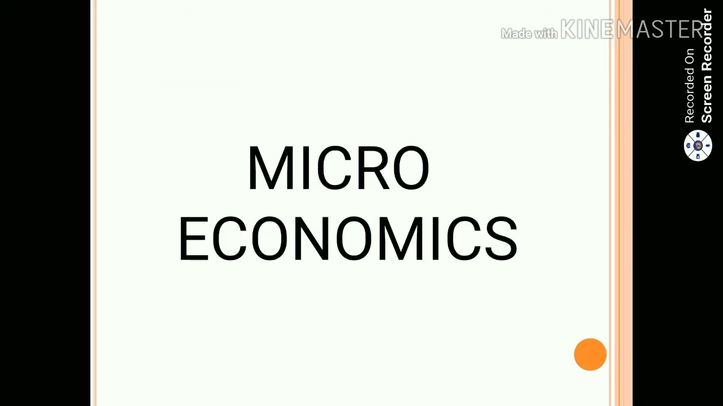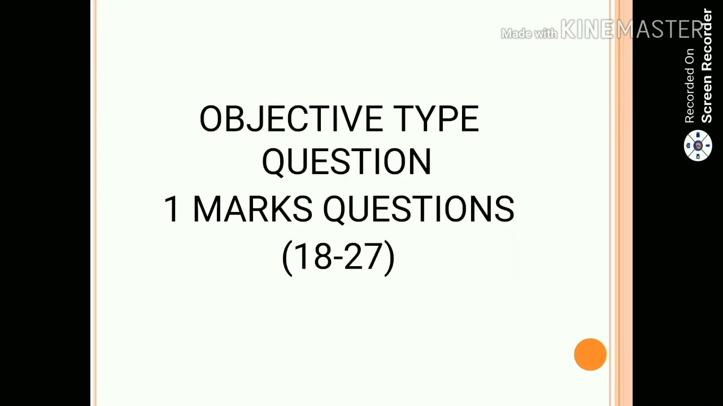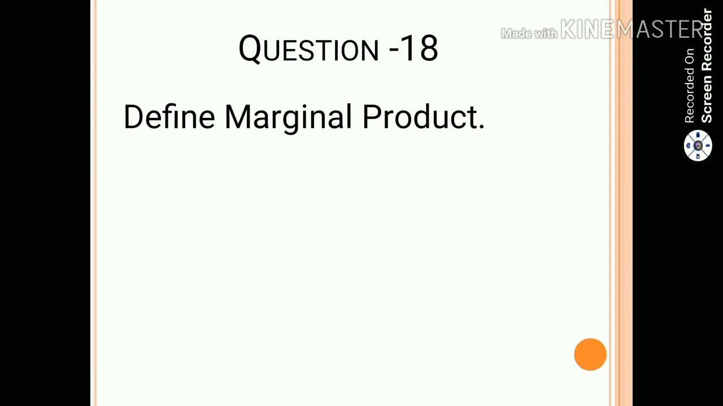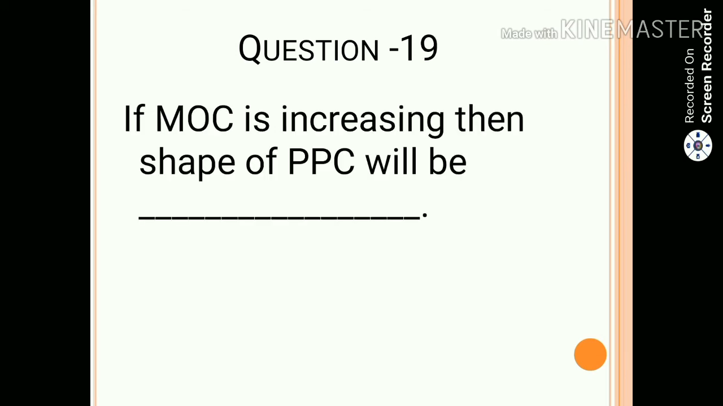Next section is microeconomics. Objective type questions, 1 mark questions. Question number 18. Define the marginal product. What do you mean by marginal product? Question number 19. If MOC is increasing, then what will be the shape of PPC if marginal opportunity cost is increasing?